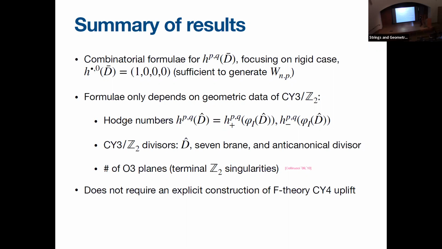So what's nice about this is that it does not require an explicit construction of the full F-theory Calabi-Yau fourfold uplift. And this allows us to bypass a lot of the difficulty, the pain, and the suffering that comes along with constructing these F-theory uplifts as complete intersections inside of toric spaces, for example.